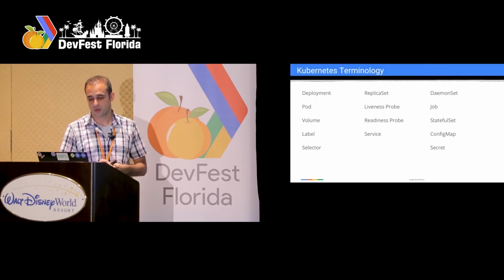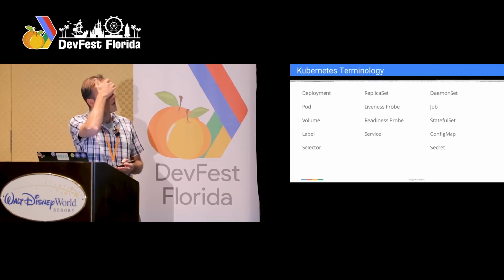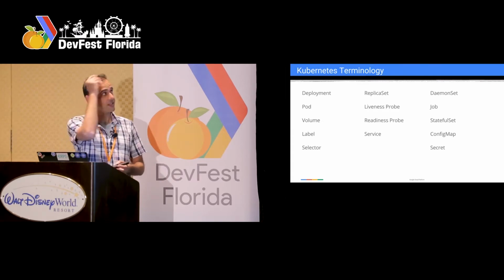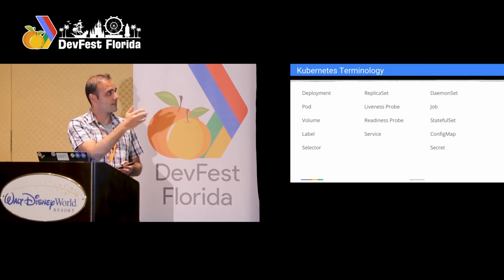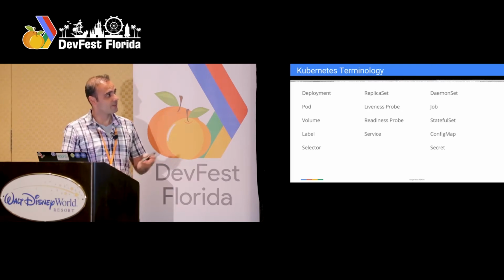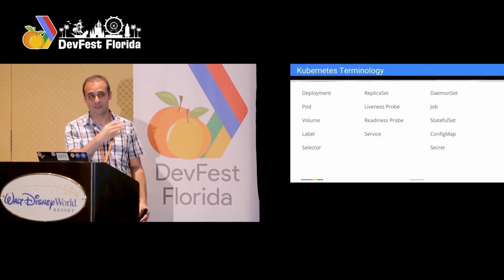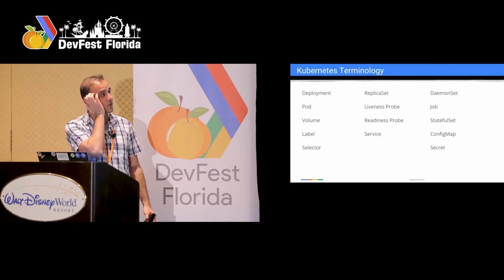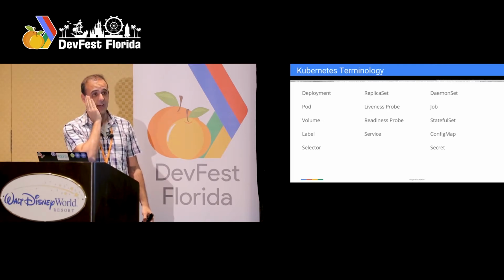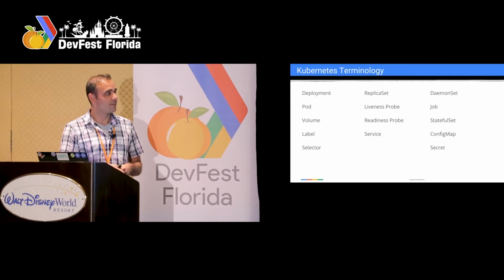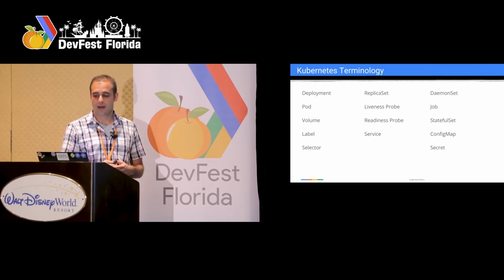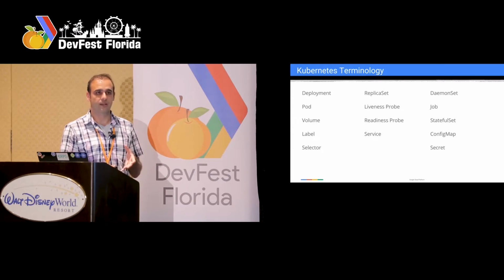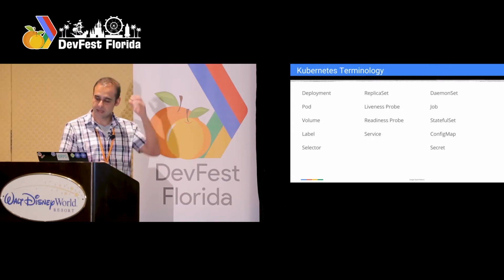Let's look at those. So when you look at Kubernetes terminology, there's a lot, right? There's deployments and pods and volumes and labels and replica sets and probes and services, and there's even more. I didn't list them all here. So when you first look at it, you're like, wow, that's a lot. How do I know all of this stuff? The good news is that you don't have to know everything. If you know deployments and pods and services, then you're pretty much good to go. And then you can learn the rest as you need them. So you don't have to learn everything from the beginning.